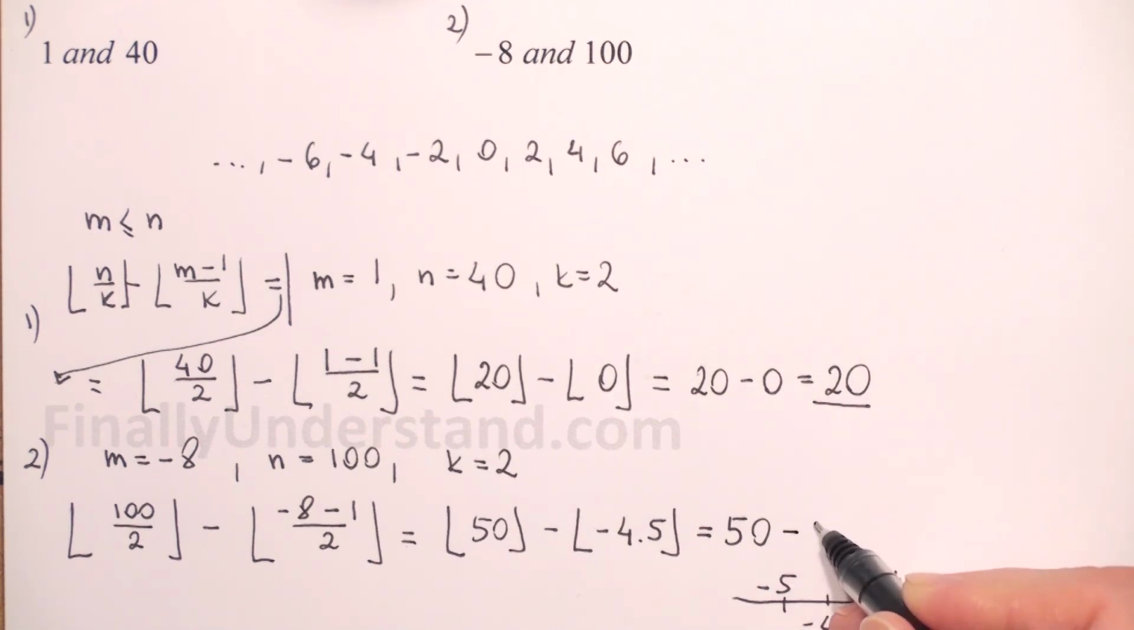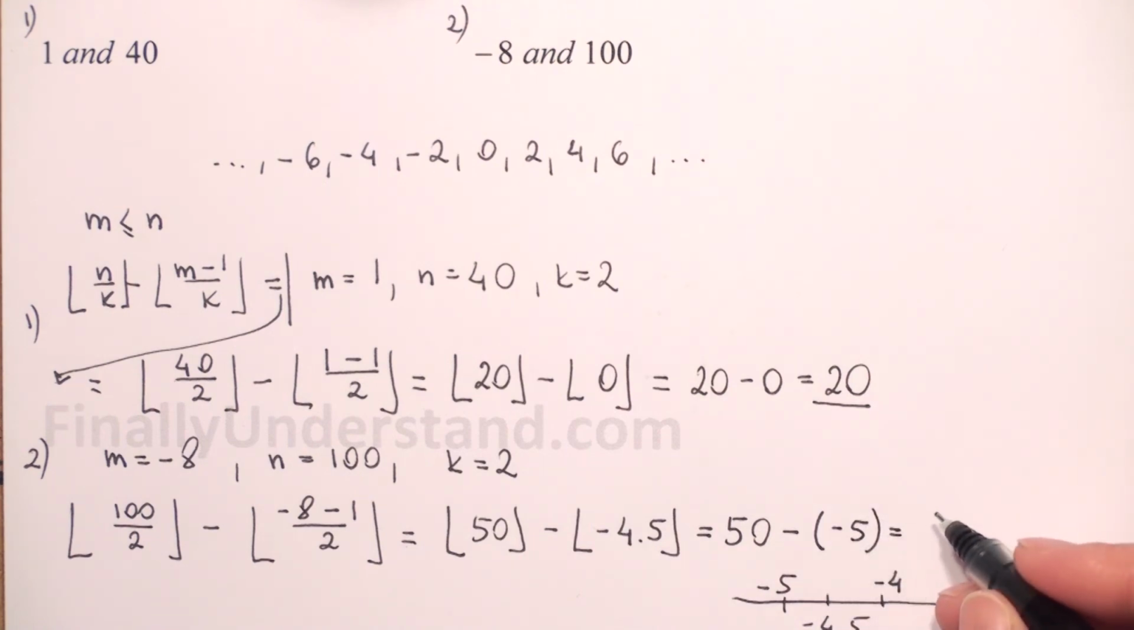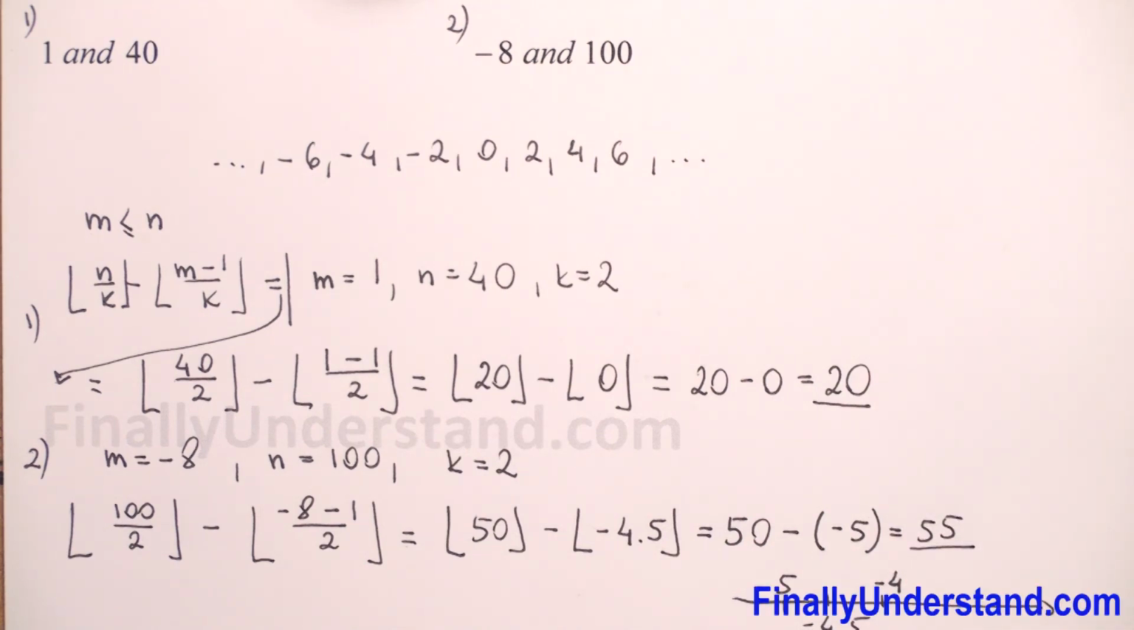So we have minus, and in parentheses we put negative 5. Negative and negative is positive, so we have 50 plus 5, which is 55. This is the solution to the second example.